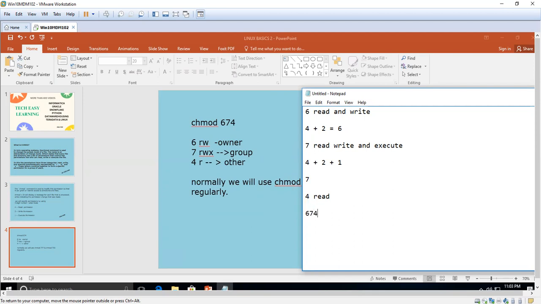Then you can put the number as 674 like this. So you should understand the total number. Based on it, we will be adding the numbers and subtracting so that you can easily give that permission, that access mode, to the group, owner, and others.